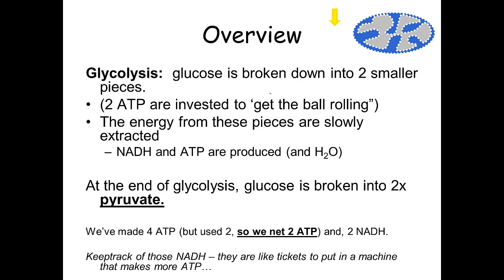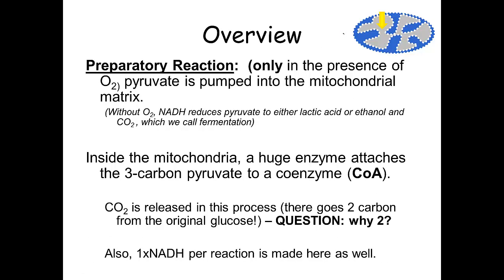By the way, you can see at the top here, this yellow line indicates that glycolysis occurs outside of the mitochondria. The next phase is called the preparatory reaction, okay? And it only occurs in the presence of oxygen. So cells have to have a high concentration of oxygen present in order for the preparatory reaction to occur. The prep reaction is when pyruvate is pumped from the cytoplasm into the inner matrix of the mitochondria.